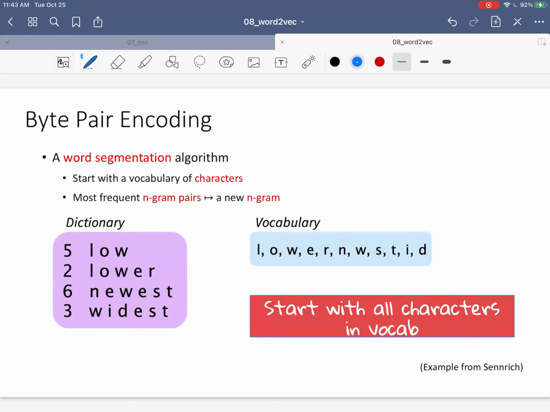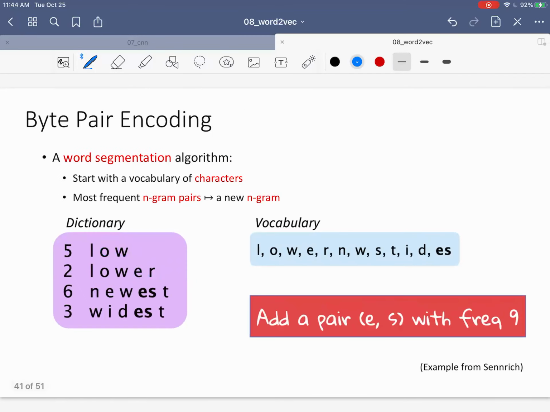So happens to be low occurs 5 times, lower occurs 2 times, newest occurs 6 times, and widest occurs 3 times. So this is your word frequency list. And using this, what you do is you start with only the characters. So out of all this, you have L, O, W, E, R, N, S, T, I, D. Yeah, exactly that. This is your starting vocabulary, this is your dictionary now, with all the characters occupying your dictionary.